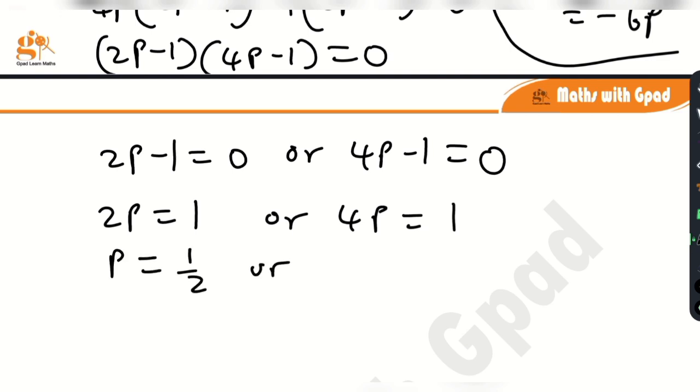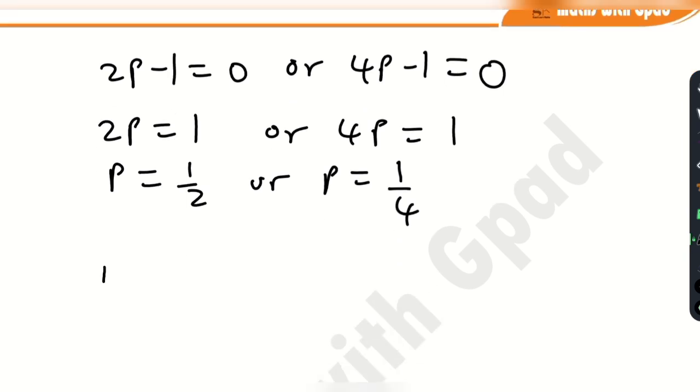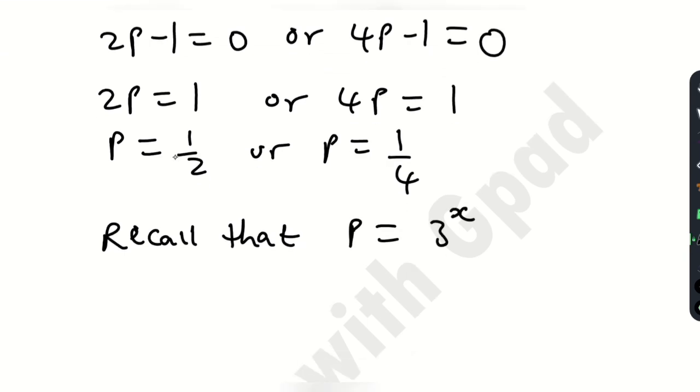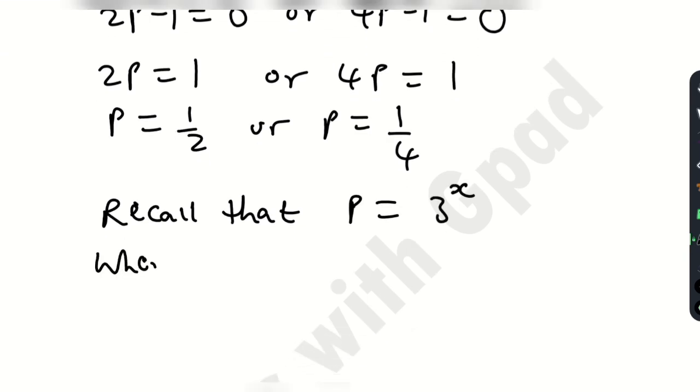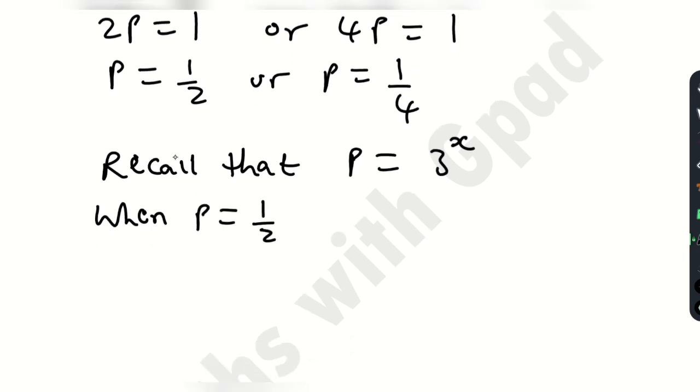Or divide both sides by 4 here. p will be equal to 1 over 4. Very good. But this is not the final answer. Recall that p is equal to 3 raised to power x. So when p is equal to 1 over 2, I am going to replace p, so 3 raised to power x is equal to 1 over 2.